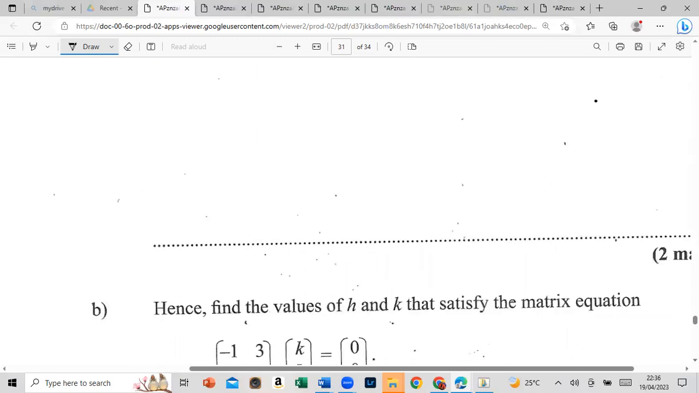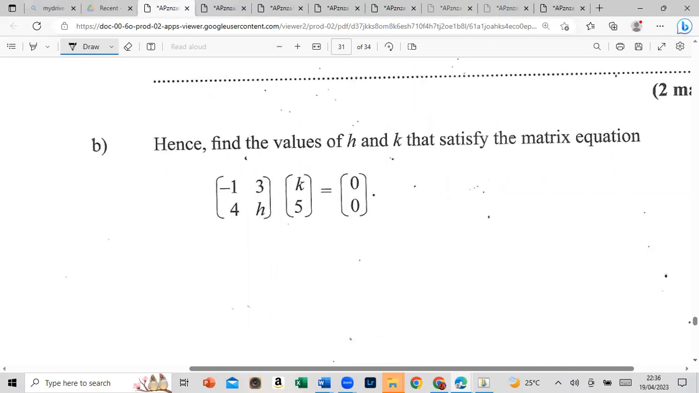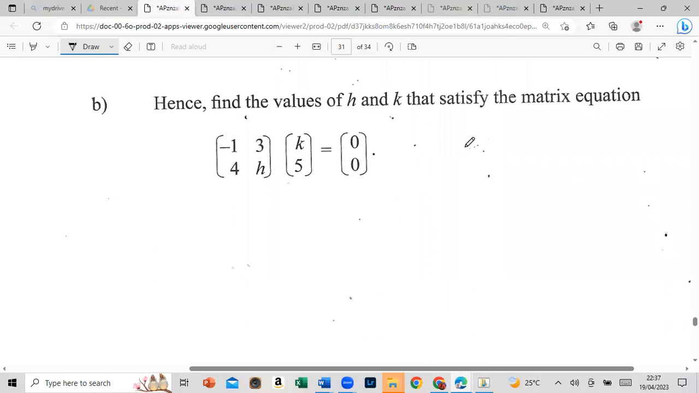Alright, it says hence find the values of h and k that satisfy the matrix equation. So we have to do it over again. In your exam you could just rewrite it. Negative 1 times k is negative k, 3 times 5 is 15. What is different is that it told us this is equal to 0. Then 4 times k is 4k, and h times 5 is 5h, and this is also equal to 0.